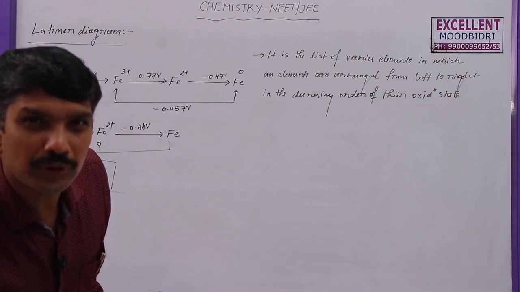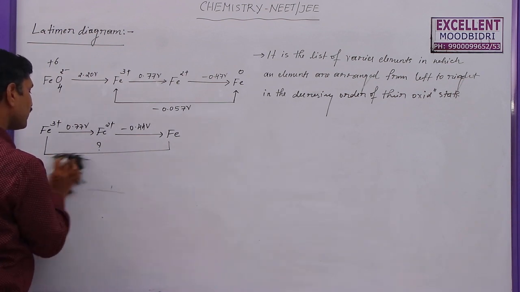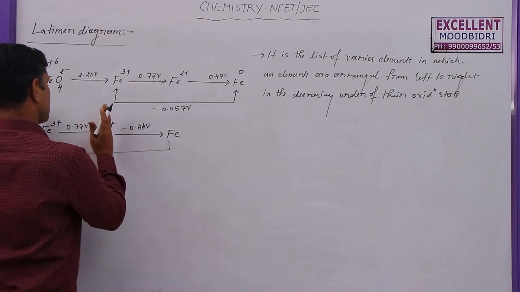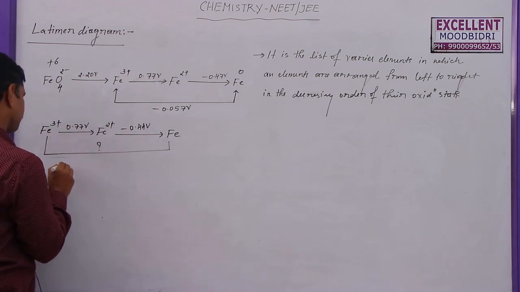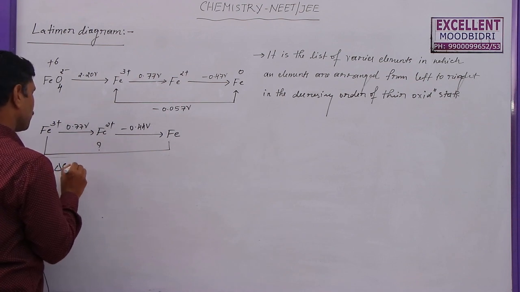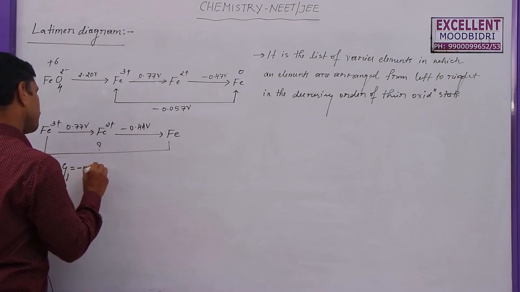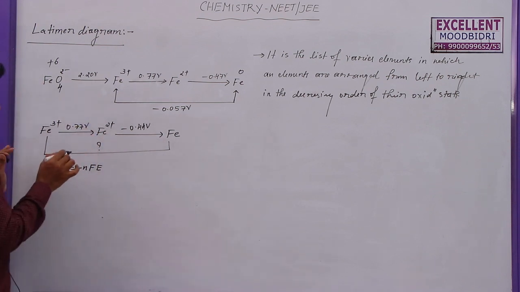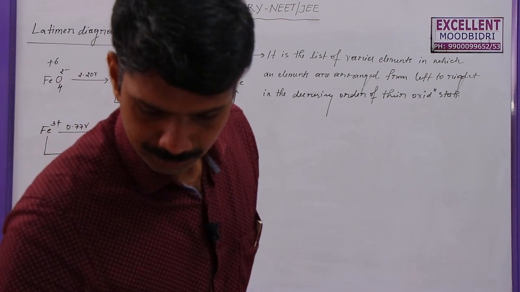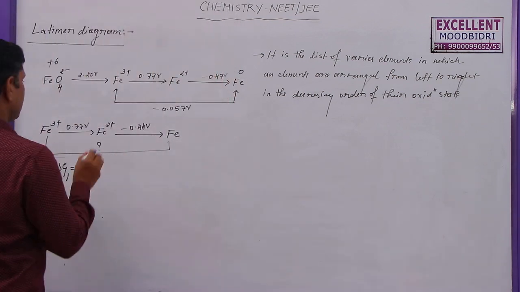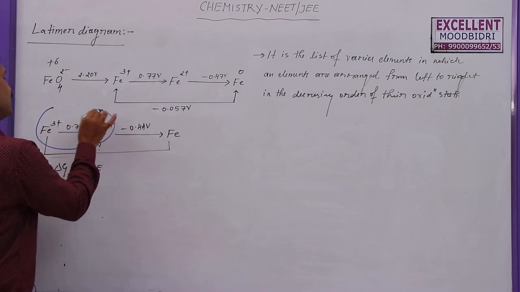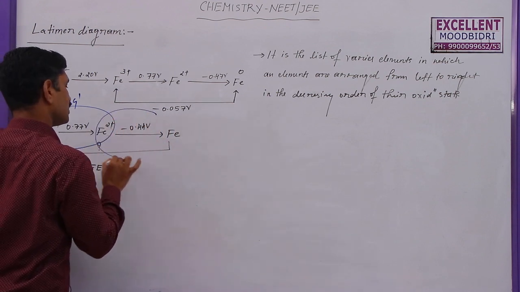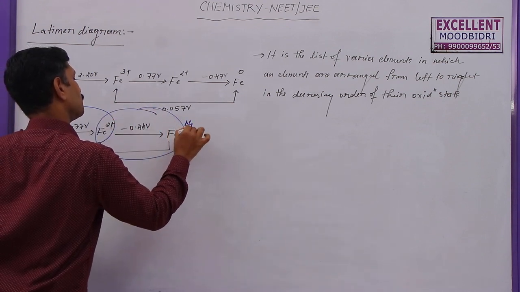According to the thermodynamics concept, how do we find delta G? Here I first want to find delta G naught, or delta G1. Delta G1 is equal to minus n F E. We know this. This is for the first equation, taken as delta G1, and this is for the next reaction, taken as delta G2.